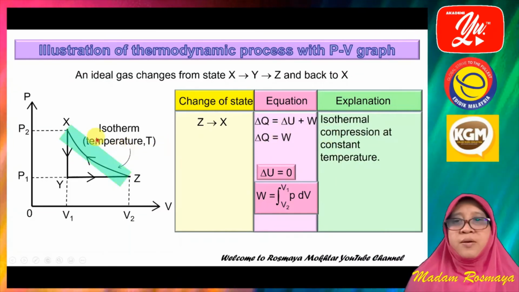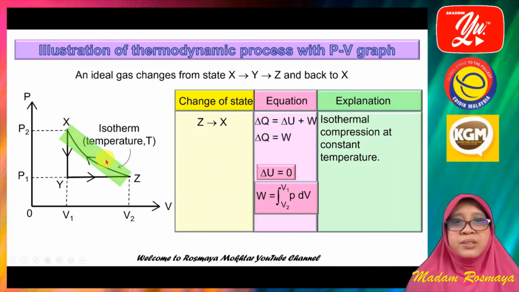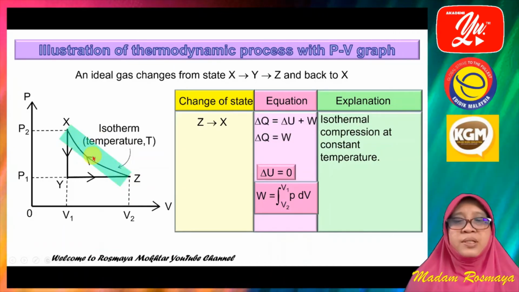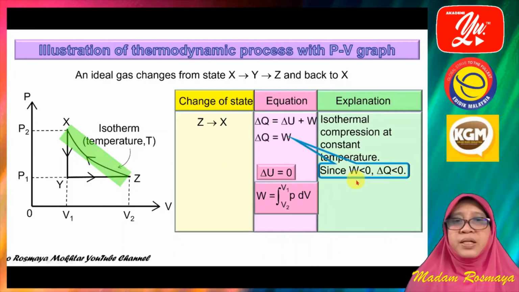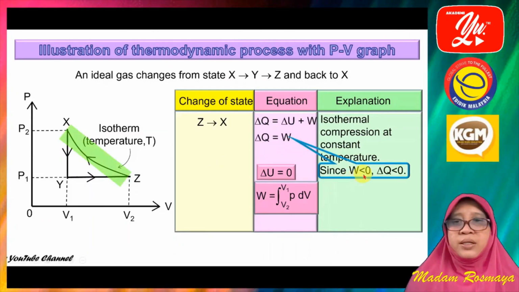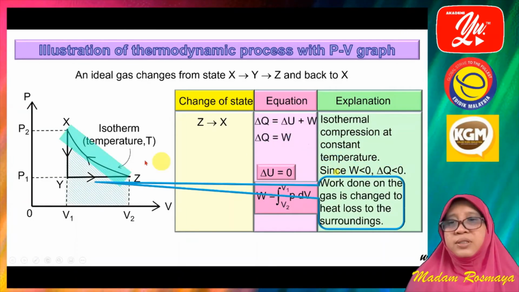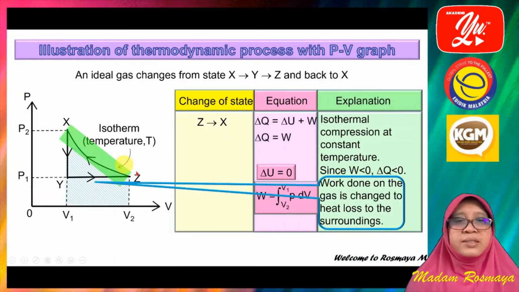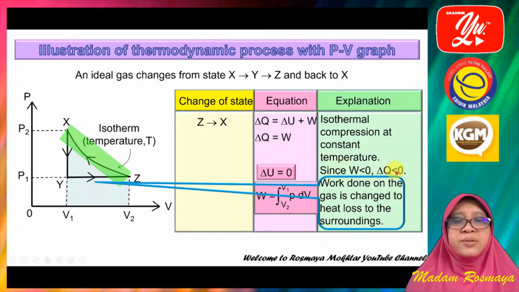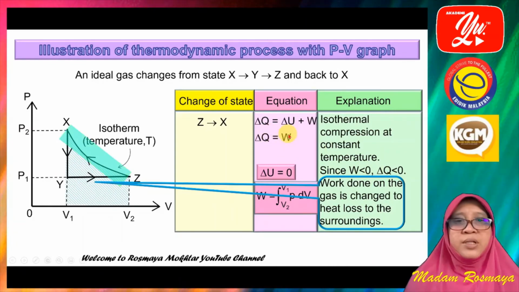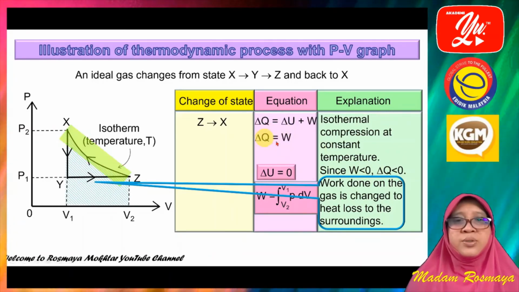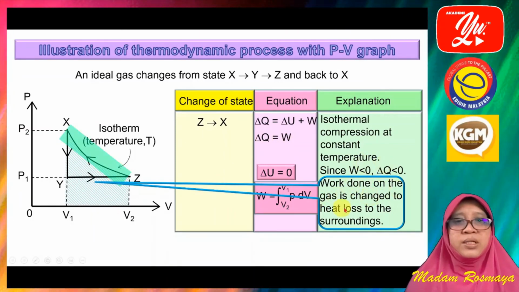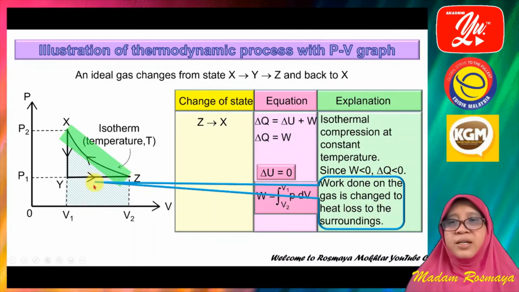Okay, this is isothermal compression and it happens at constant temperature. Therefore the work done is also less than 0, because this is work done on the gas. And delta Q is also less than 0 because the work is less than 0, from this relationship. If the work decreases, delta Q also decreases. The work done on the gas is changed to heat lost to the surroundings, represented by the area under the graph here.